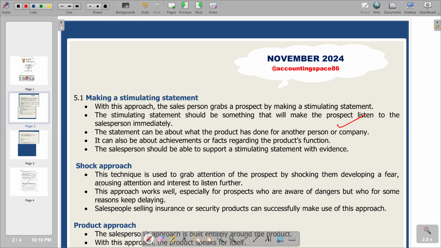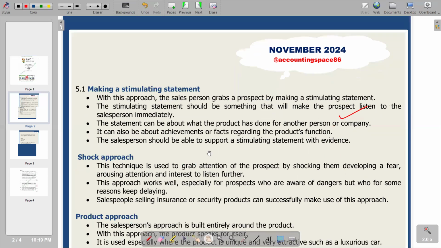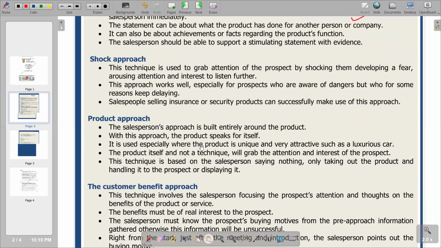Basically, we also have the explanation that says this technique is used to grab the attention of the prospect by shocking them, by developing a fear, arousing attention and interest to listen further. So this approach works well, especially for prospects who are aware of dangers, but who, for some reasons, keep delaying. So these are further explanations that we have under the shock approach. Moving on to the next approach, we have the product approach.